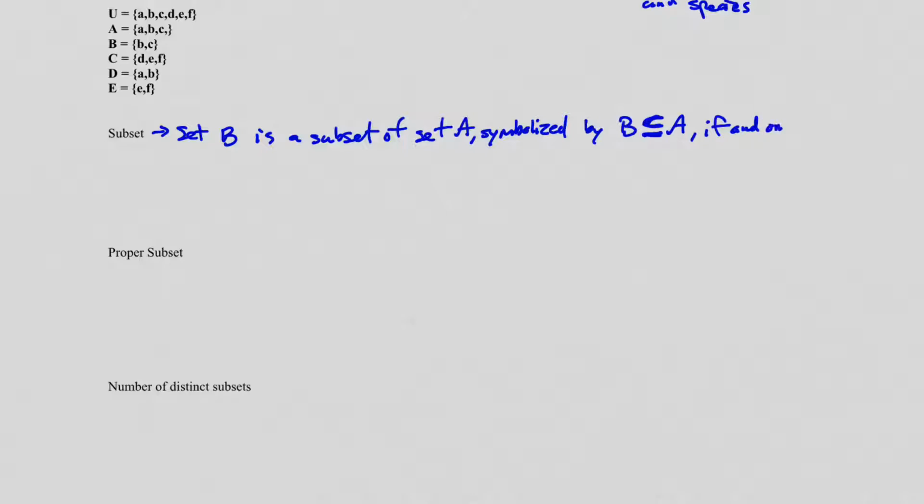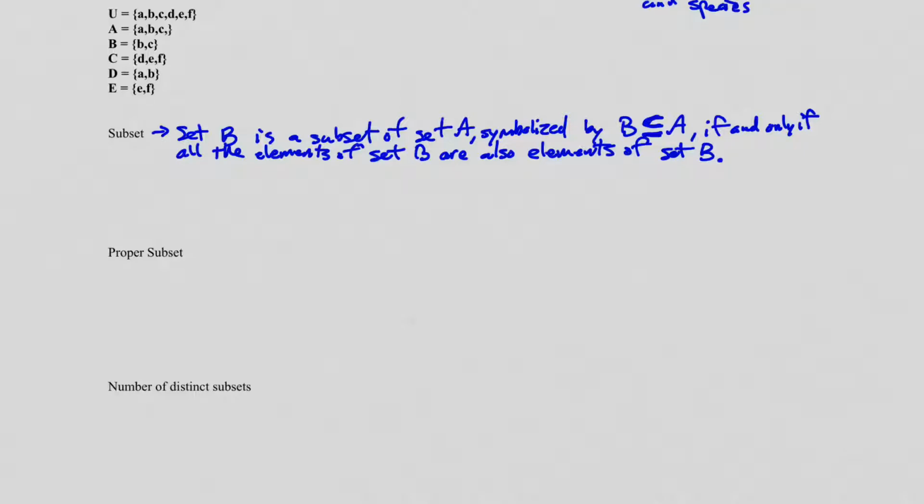If and only if all the elements of set B are also elements of set A. This definition is taken straight out of the book. You can take a look at this on page 49.